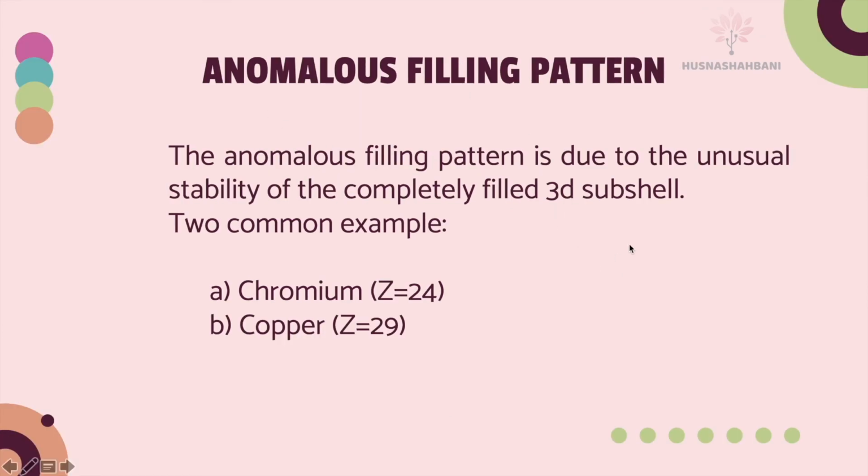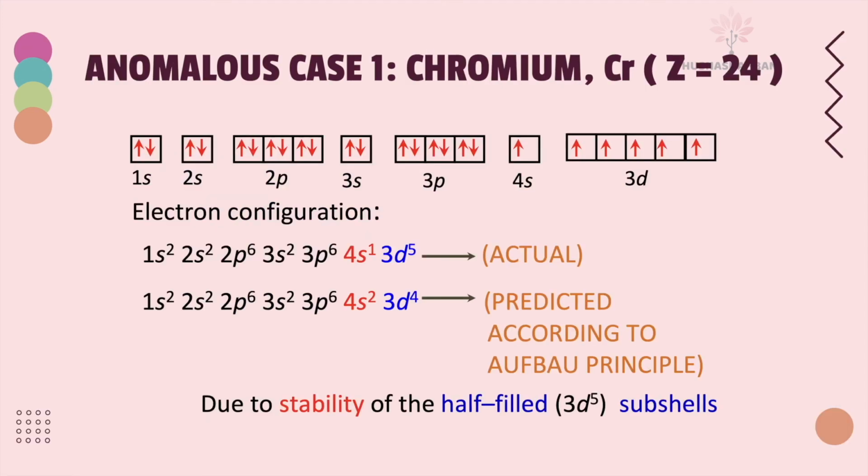Anomalous filling pattern. The anomalous filling pattern is due to the unusual stability of a completely filled 3d subshell. Two common examples are chromium and copper. So these two have unusual stability. What does that mean? Let's have a look at chromium first.